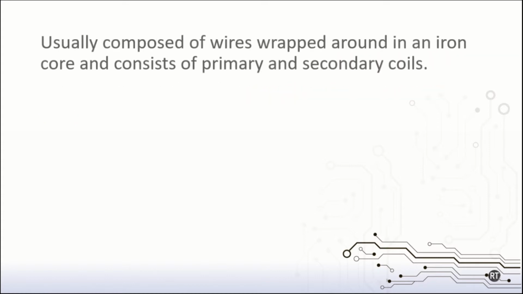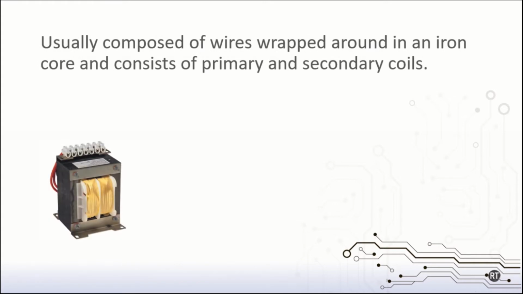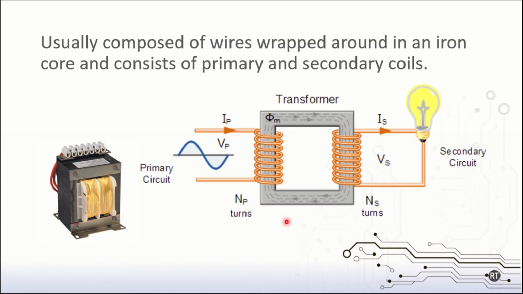The transformer is composed of two coils of wire wrapped around an iron core. The first coil of wire serves as the primary coil, carrying the primary circuit, and the second coil of wire is the secondary coil, carrying the induced current or the secondary circuit. The secondary current has a different magnitude and voltage, and that change is mainly dependent on the difference between the number of turns between the two coils of wire.